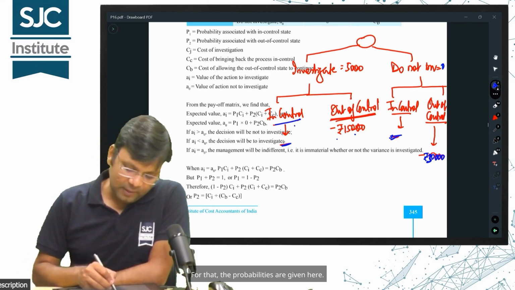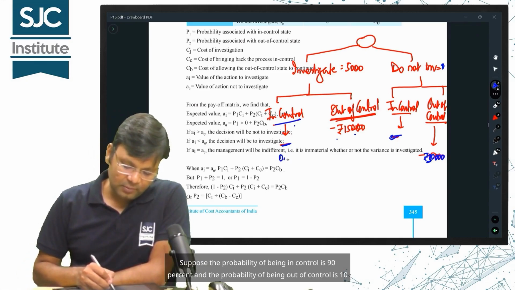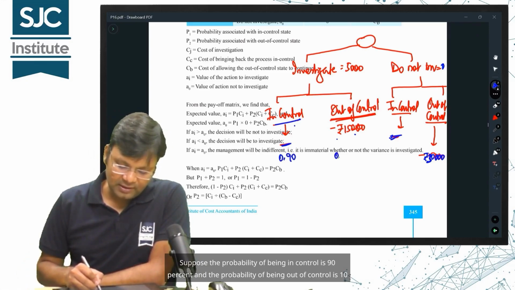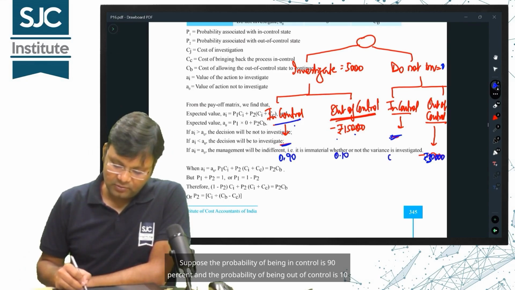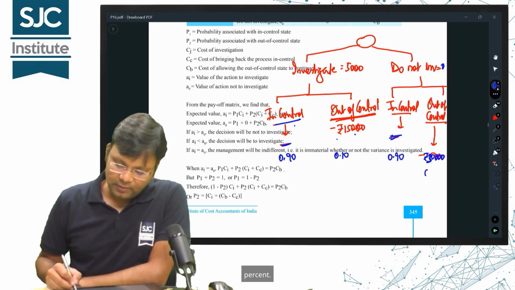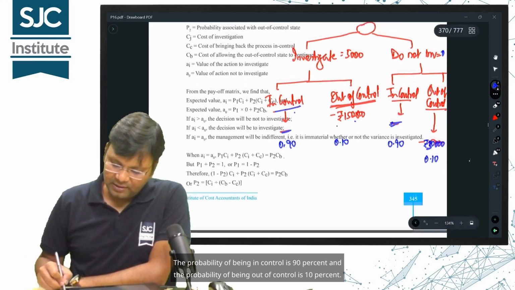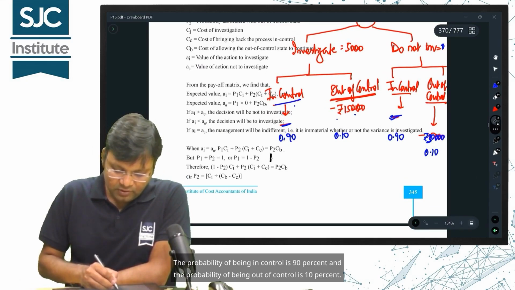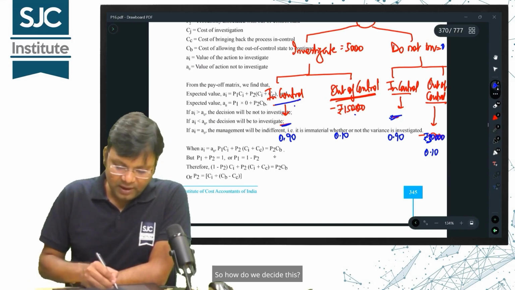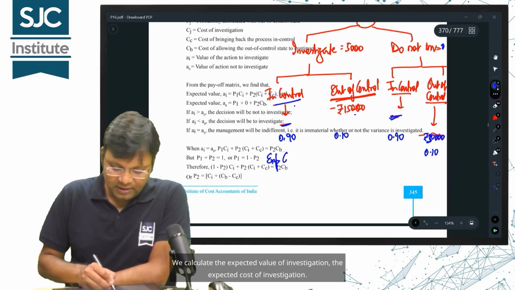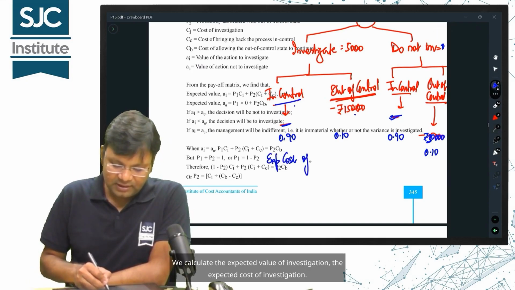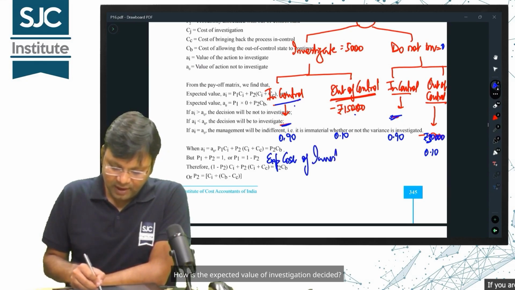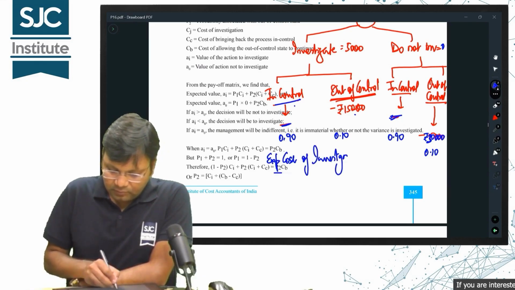For that, the probabilities are given here. Suppose the probability of being in control is 90% and the probability of being out of control is 10%. So how do we decide this? We calculate the expected value of investigation, the expected cost of investigation. How is the expected value of investigation decided?